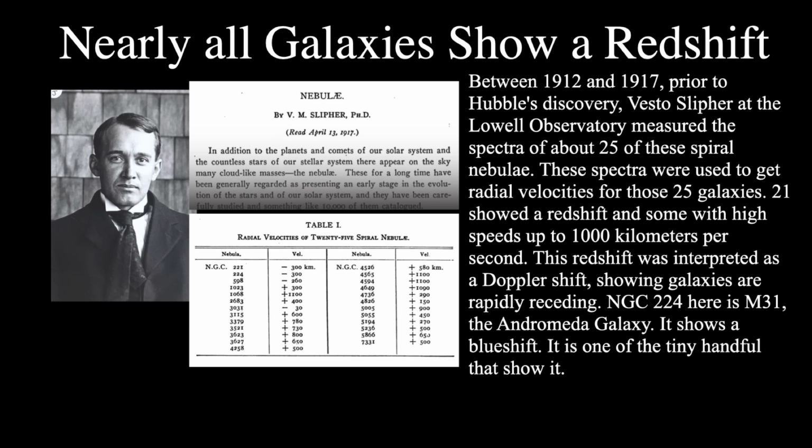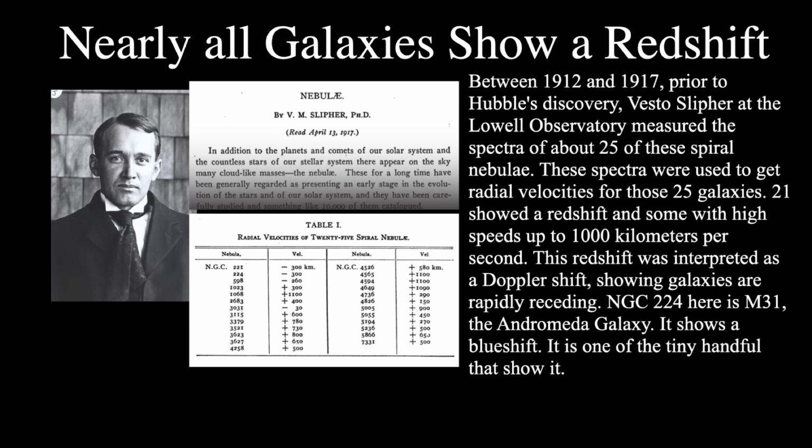And there you can see the various nebulae that he looked at, and there were 10 that are close by. And these are all redshifts. Of the 25 spiral nebulae, and he called them spiral nebulae at the time, not galaxies, he called them that because they were nebulous clouds in his imagery, and they looked spirally. So of these 25, 21 showed a redshift, with some at speeds as high as you can see from this graph, up to 1,000 kilometers per second. And that's huge. The redshift was interpreted by him as a Doppler shift.